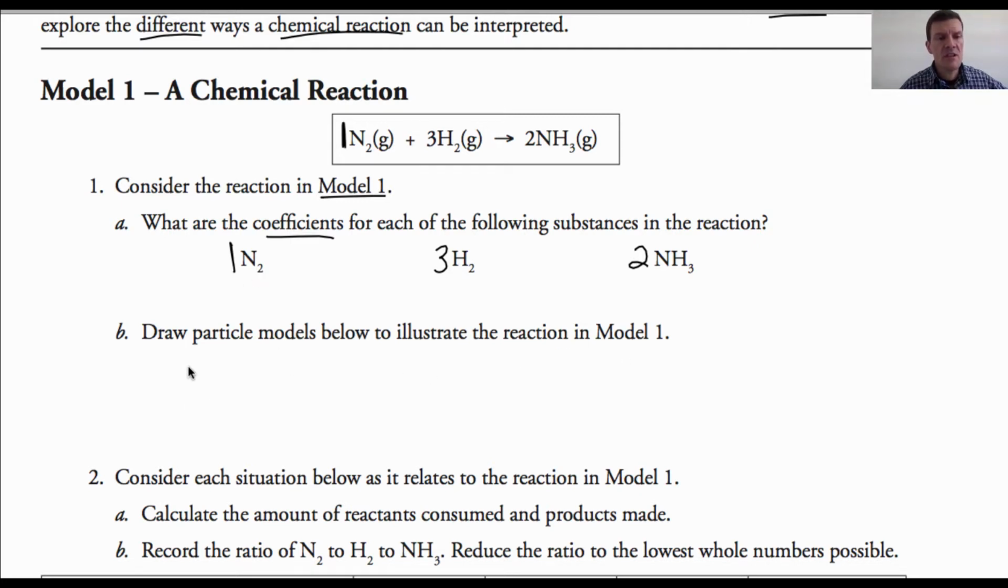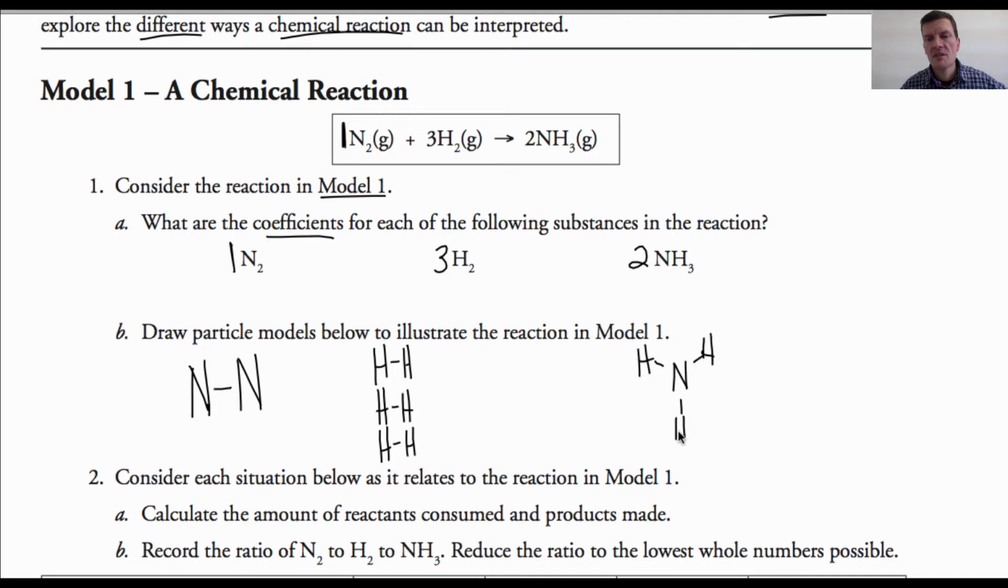So nitrogen, N2, it's diatomic, means you have an atom of nitrogen bonded to another atom of nitrogen. There's just one of those. We have 3 hydrogen molecules. Hydrogen bonded to another one, and that is occurring 3 times for us. And then we have 2 ammonia molecules. That is nitrogen bonded with 3 hydrogens, and there are 2 of those. Okay?